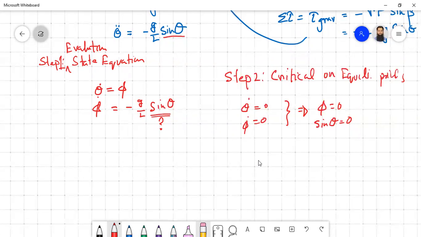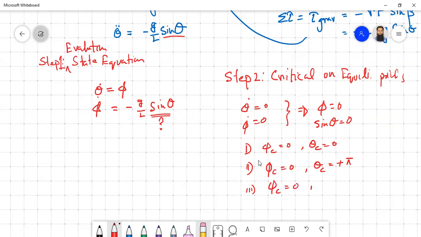This gives us 3 cases. So first case is whenever phi equal to 0, there is a critical point phi equal to 0, and theta equal to 0 as well. This is one critical point. Then another critical point is phi equal to 0 always, and theta equal to plus pi. And third one, phi equal to 0 and theta equal to minus pi.